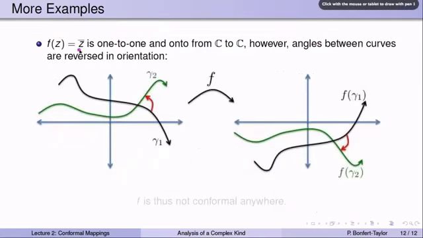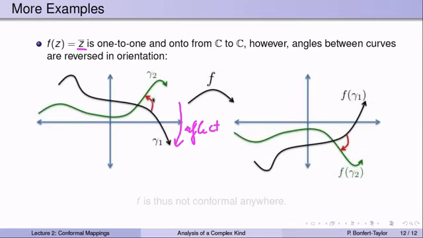Finally, let's look at f of z equals the complex conjugate of z. That's clearly a one-to-one onto function from C to C. However, angles between curves are reversed in orientation. Let's look at this curve gamma 1, for example, and the curve gamma 2. If you find the complex conjugates, all you have to do is reflect this over the x-axis. That's what the conjugate really does. So the image looks something like this. Here's f of gamma 1 and there's f of gamma 2.